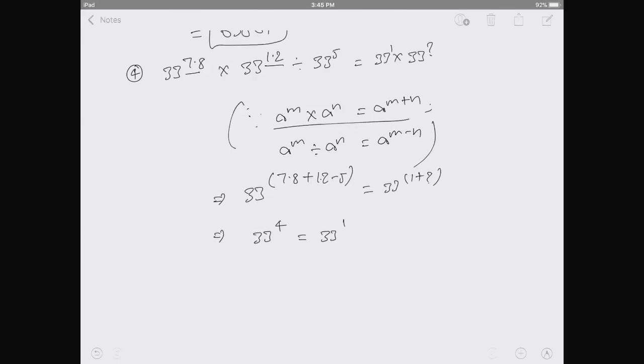So 33 to the power of 4 equals 33 to the power of 1 plus question mark. Four minus 1 is equal to 3. 3 will be the answer. Just remember this formula, it will be very easy. Otherwise, you can't calculate these numbers. All these calculations are impossible. You have to solve it within half a minute.